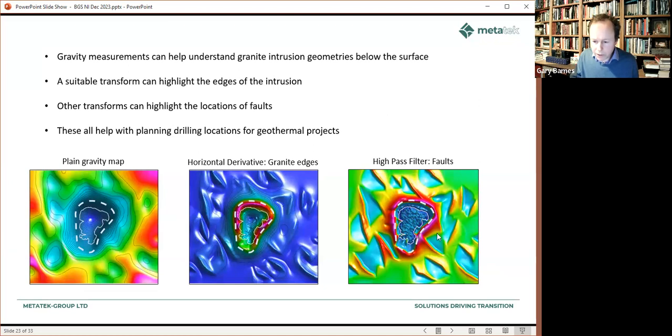And when we apply this high-pass filter to the gravity map, we see that it's very nicely highlighting the locations of these faults. And of course, the faults are also very important in terms of the geothermal projects. You want to target the faults that are inside the granite to give you the necessary production, but also knowing the faults in the host rock in the surrounding area can be quite important as well.